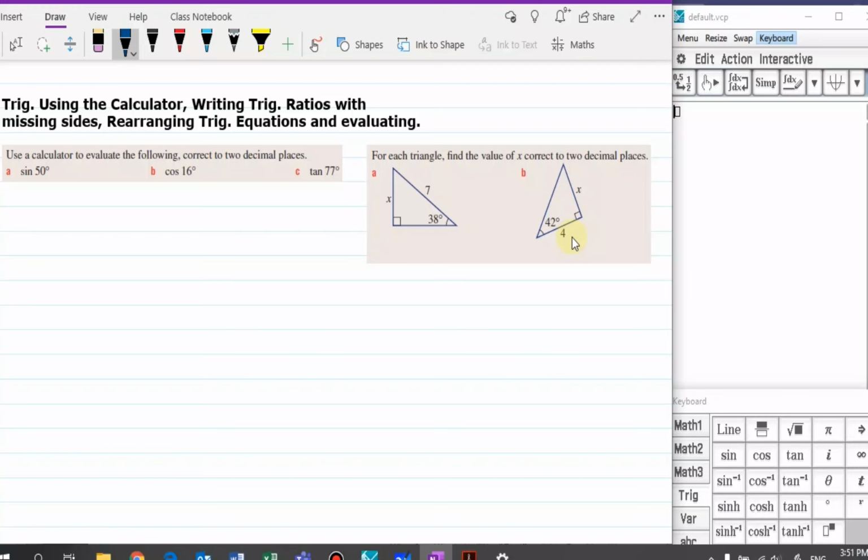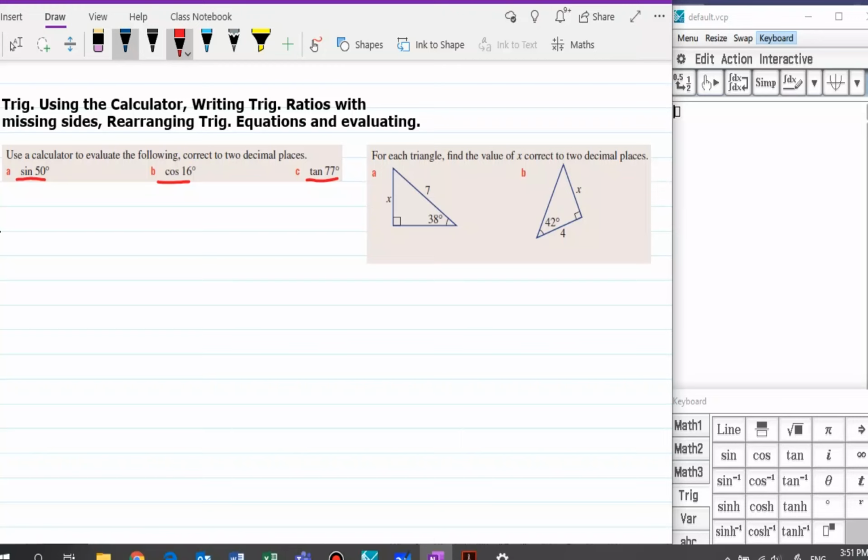Okay, so firstly, quick one here. We've got some questions. It says, what's the sine of 50? What's the cosine of 16? And what's the tangent of 77? All we're doing for this is really learning to punch it into your calculator.